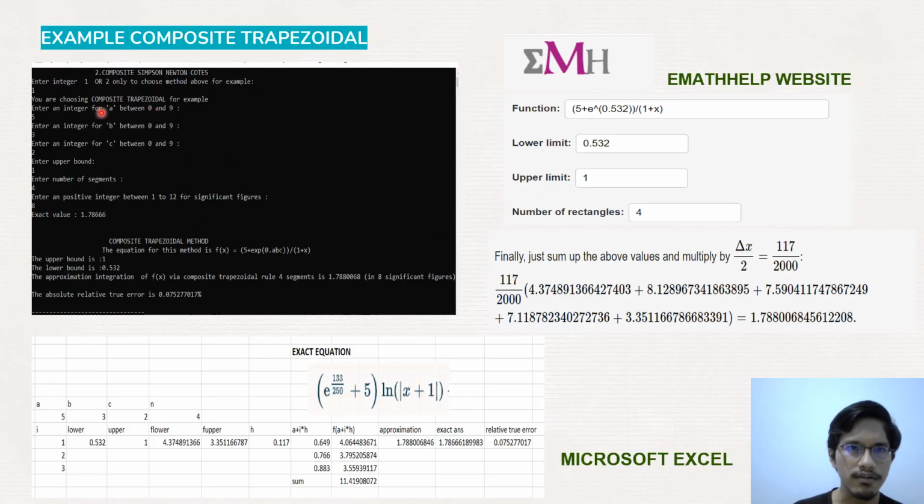Here is the example. I choose composite trapezoidal, number 1. Enter A is 5, B is 3, C is 2, upper bound is 1, number of segments 4. For the number of significant figures I choose 8. Then it will output the value of the approximate integration. In this part, using 4 segments, it is 1.788068.